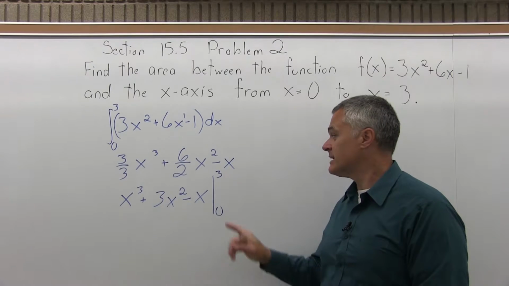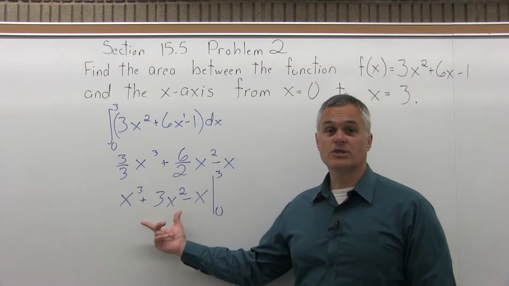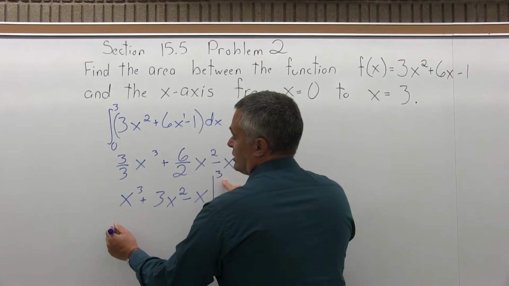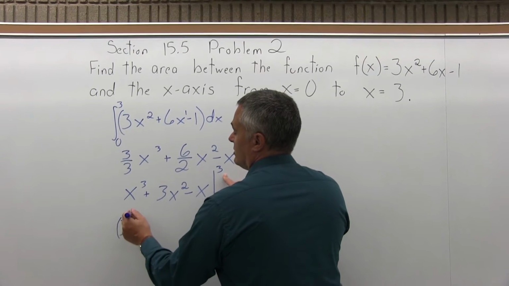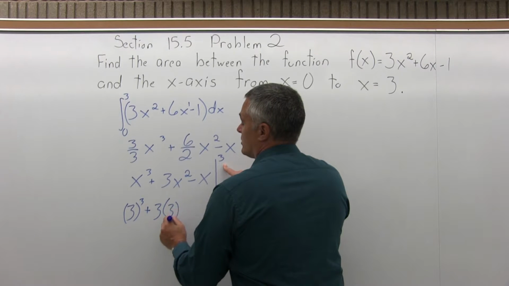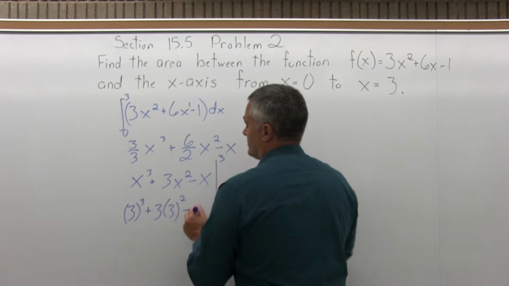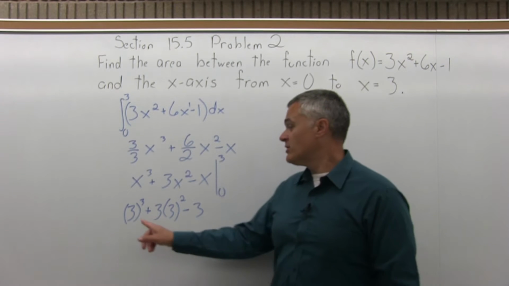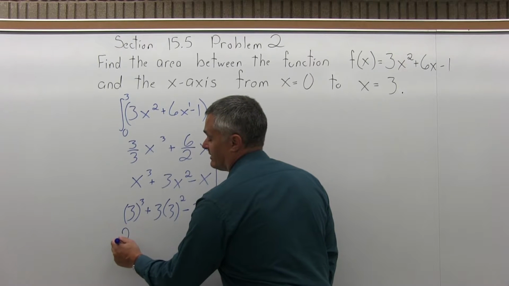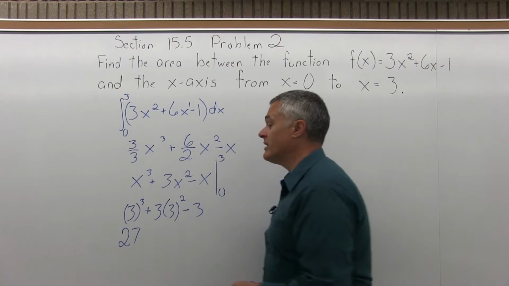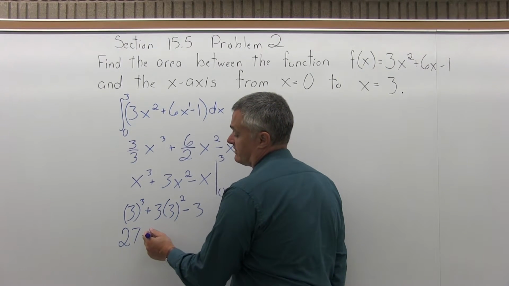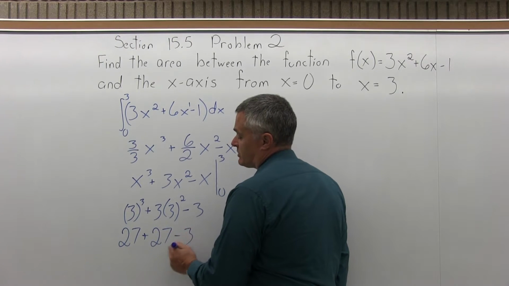I've solved the integral. Step 2 is to put in the upper limit of integration for x. So this 3 will replace every spot that I have an x. So the x cubed becomes 3 cubed. The 3x squared will become 3 times 3 squared. And the minus x will be minus 3. So the 3 cubed is 3 times 3 times 3. So 3 times 3 is 9, times another 3 is 27. The 3 times 3 squared is basically 3 cubed again. The 3 squared is 9, times the 3 in front is another 27. And the minus 3 on the end.